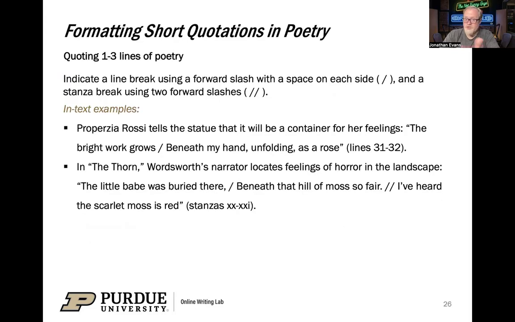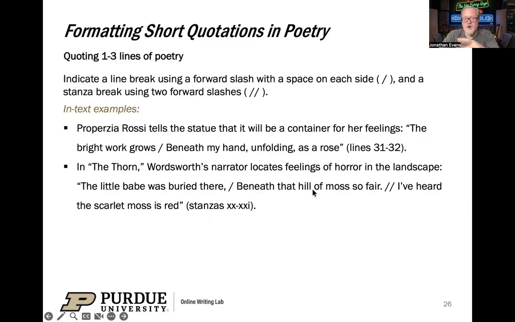Now, if we're dealing with poetry, we do something looking like this. So, for example, Properzia Rossi tells the statue that in the container of her feelings, quote, the bright work grows / beneath my hand, unfolding as a rose, close quote, lines 31 through 32. That / is a line break. If I have the double slash, that is used when there's a stanza break and there's a moving between stanzas, which we can see here in the second example.